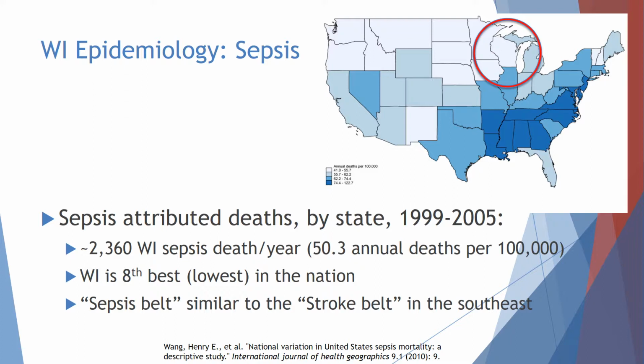And so in our state, we have 50.3 annual deaths per 100,000, or about 203,060 Wisconsin sepsis deaths per year. That being said, we can always do a lot better, and if we look at our neighbors to the west in Minnesota, they're doing quite well, and so there's a lot of room for improvement still.